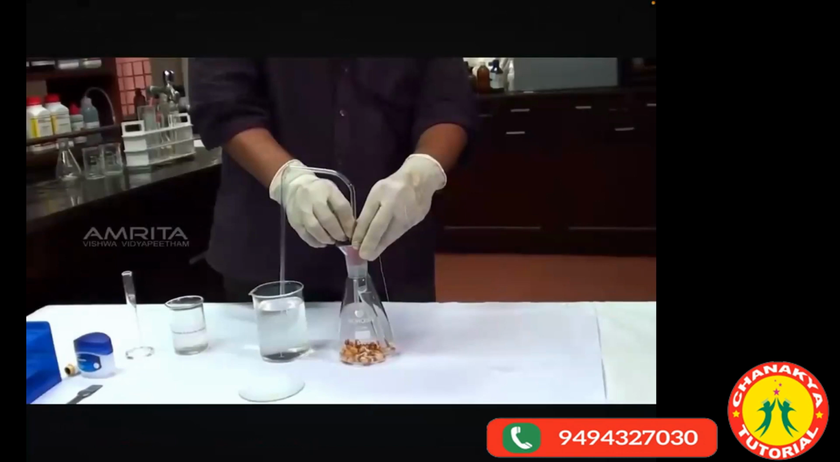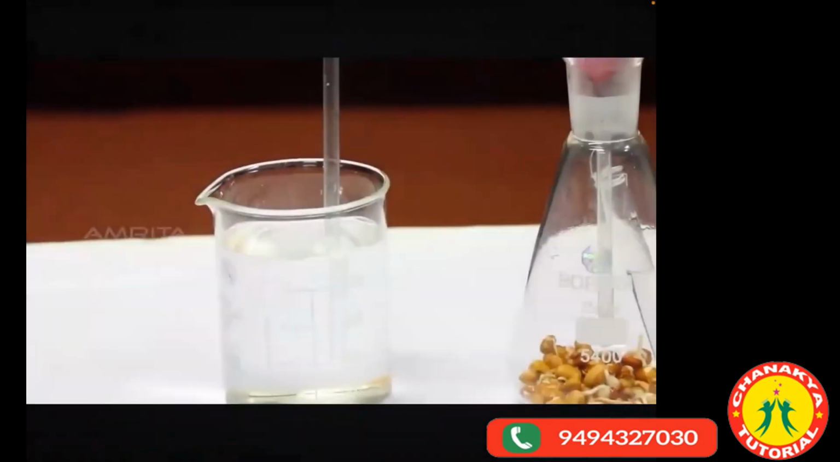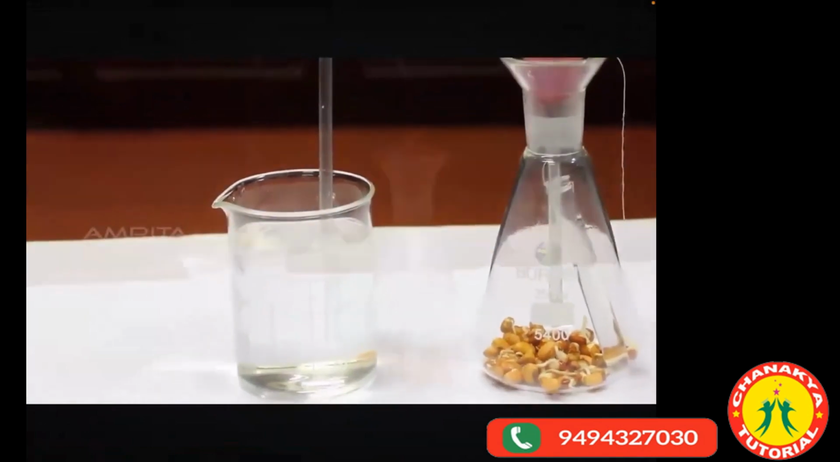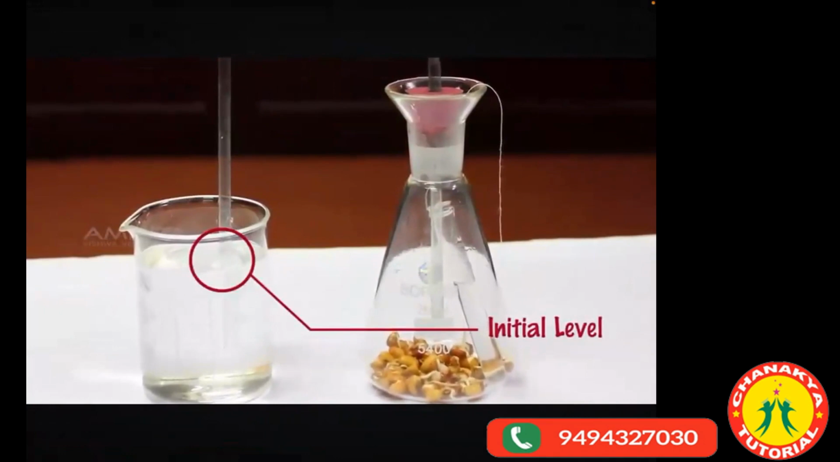What is the function of the KOH? To absorb oxygen? Not oxygen, to absorb CO2. Yes. So the KOH which is present there will absorb the whole amount of the CO2. Observe the position of the water level in the delivery tube. This is the initial reading of the water level in the delivery tube.